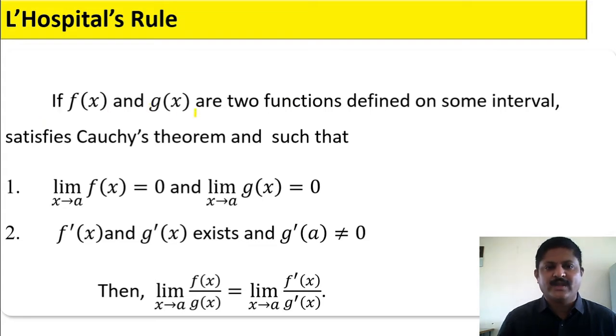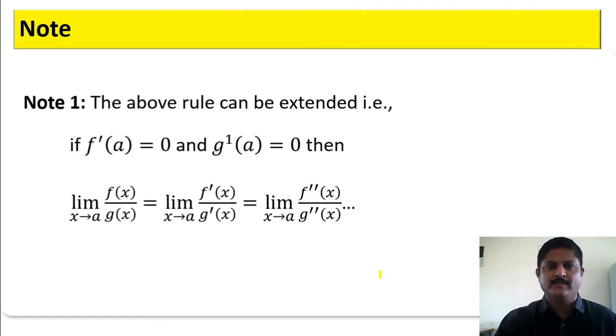If f of x and g of x are two functions defined on some interval, satisfying Cauchy's theorem and such that, first condition, limit of f of x as x tends to a equals 0 and limit of g of x as x tends to a equals 0, and f dash of x and g dash of x exist and g dash of a not equal to 0, then limit of f of x divided by g of x as x tends to a equals limit of f dash of x divided by g dash of x as x tends to a. This is our L'Hospital's rule.